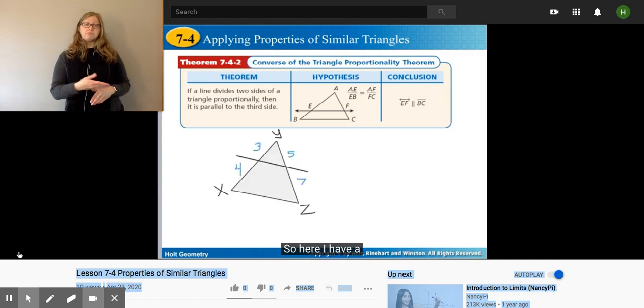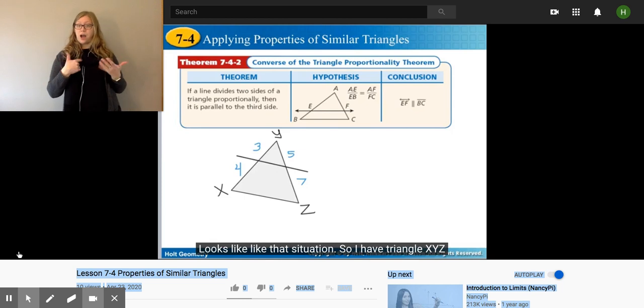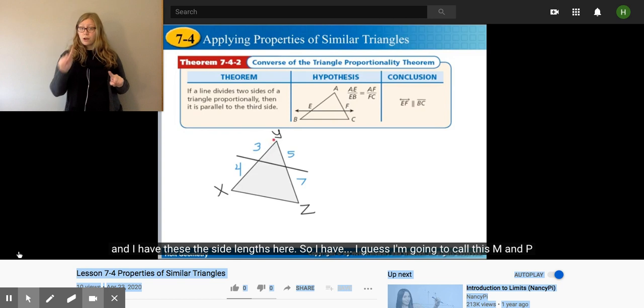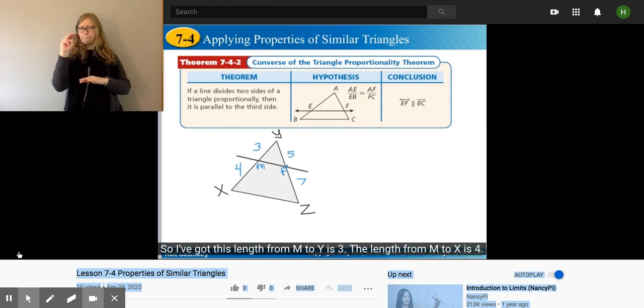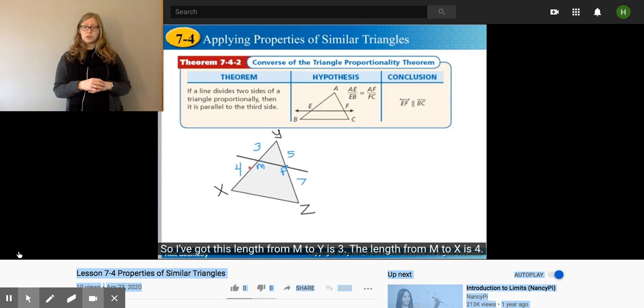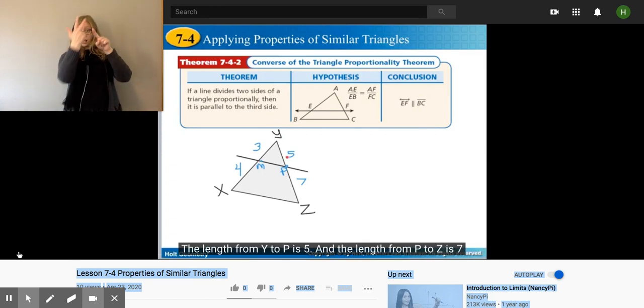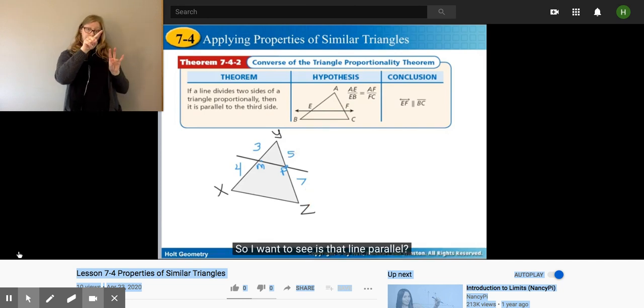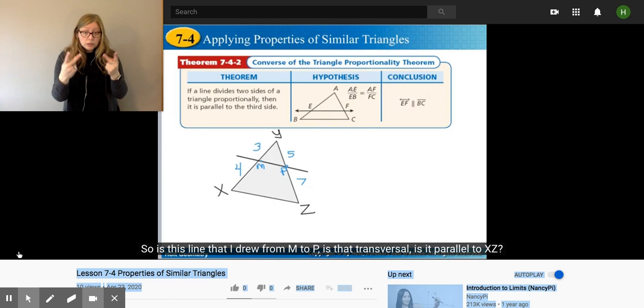So here I have a triangle that looks like that situation. So I have triangle XYZ, and I have these side lengths here. I'm going to call this M and P where it crosses. So I've got this length from M to Y is 3, the length from M to X is 4, the length from Y to P is 5, and the length from P to Z is 7. So I want to see, is that line parallel? Is this line that I drew from M to P, this transversal, parallel to XZ?